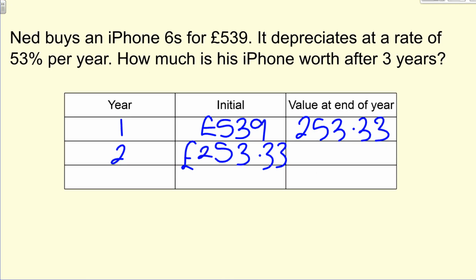Okay. Now we can look at these questions for things that are depreciating, or going down, in value as well. Here's an example. Ned buys an iPhone 6S for £539. It depreciates at a rate of 53% per year. How much is his iPhone worth after 3 years?